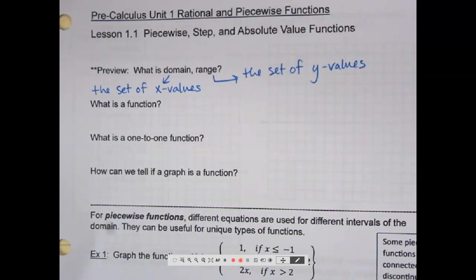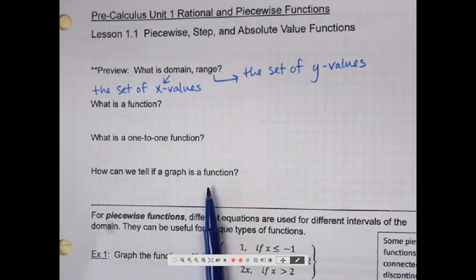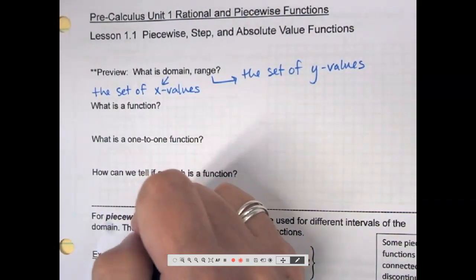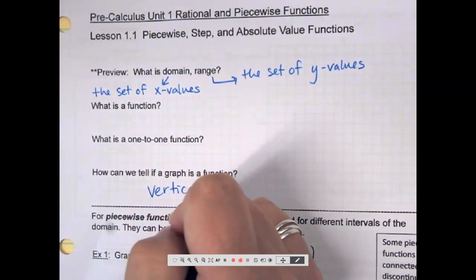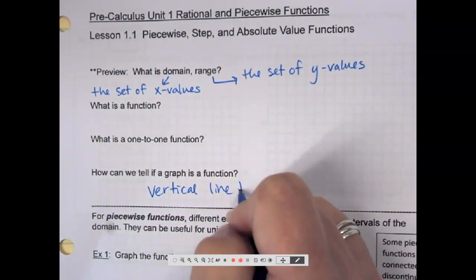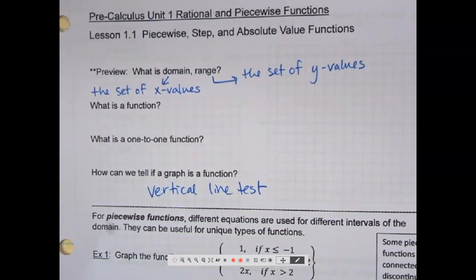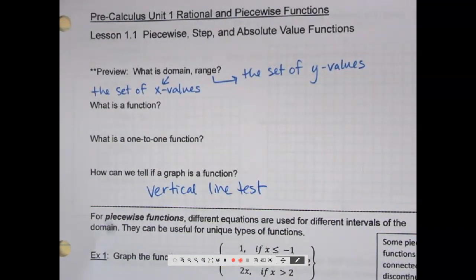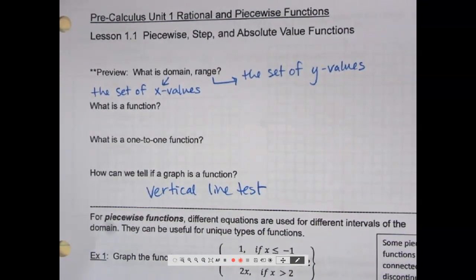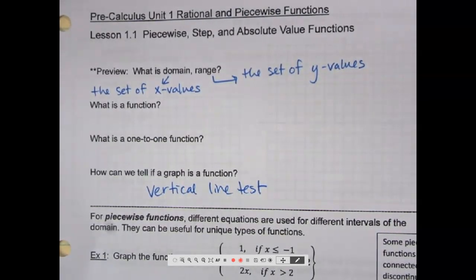That's a pretty big question, so we might actually want to start with this bottom question. Do you remember how we can tell if a graph is a function? Vertical line test. Okay, so let's start there. We use that vertical line test. Let's say we use a vertical line test on a graph and we say, oh, that one's not a function. What do we base that on?